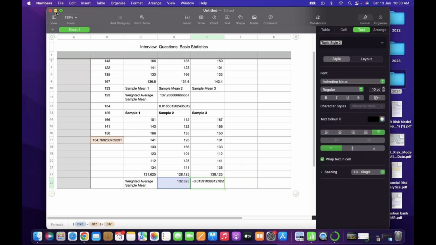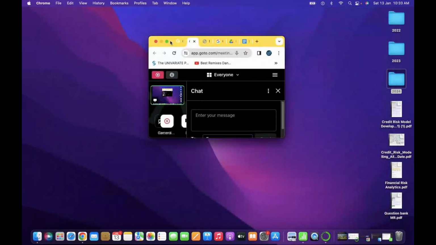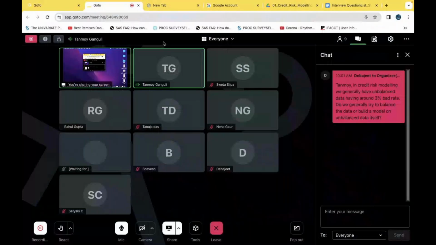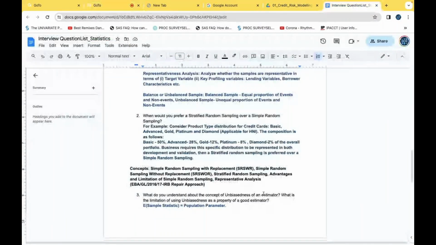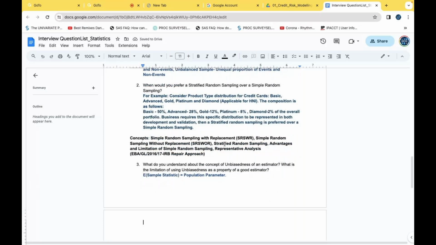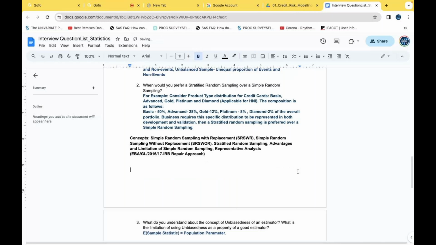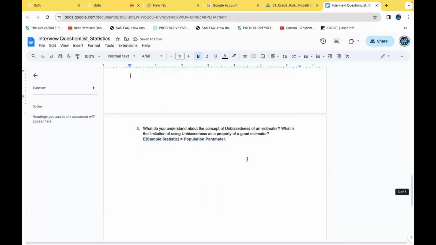So one of the important observations for unbiasedness of an estimator is that, as a property of a good estimator, it is a function of the sample size or the number of samples. If you are not choosing a very optimal size, it is largely possible that you may get some differences from your population estimator, right? So one limitation of unbiasedness is that it is a function of the sample size.